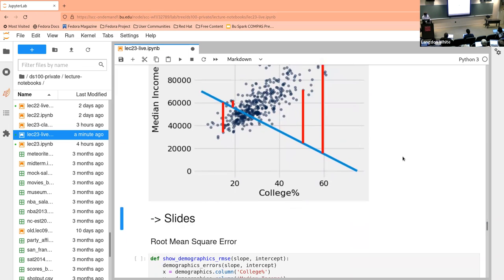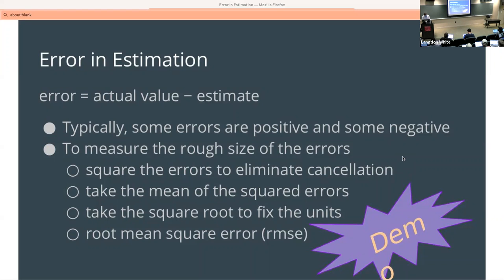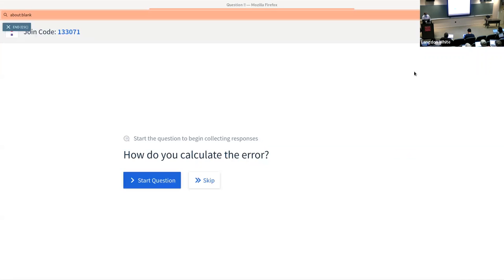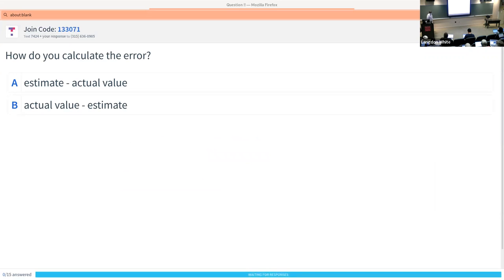And now, though, we'll go back to the slides. Are we doing okay on time? Okay. And we have a question. If I can find my mouse. So how do you calculate the error? All right, get those answers in.